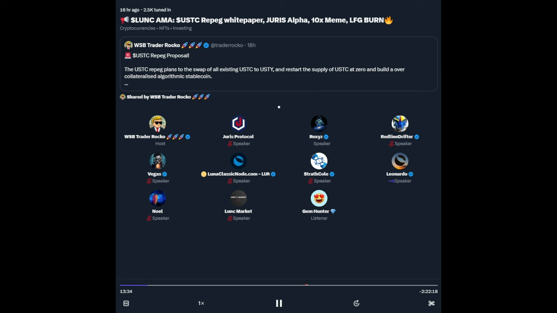But how is it not a repack? It is a new coin. It is not a repack of USTC. Right, it's a new coin that is only available through USTC, through USTY. That's how you get it. It's not a coin that's freely available on the market that people can just buy from an exchange. The only way to get it is through USTY.